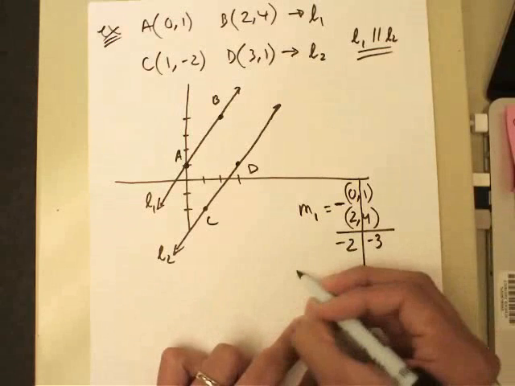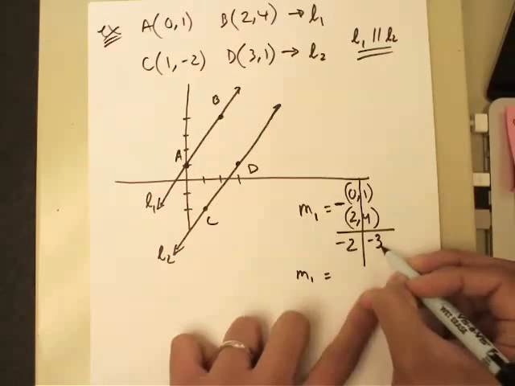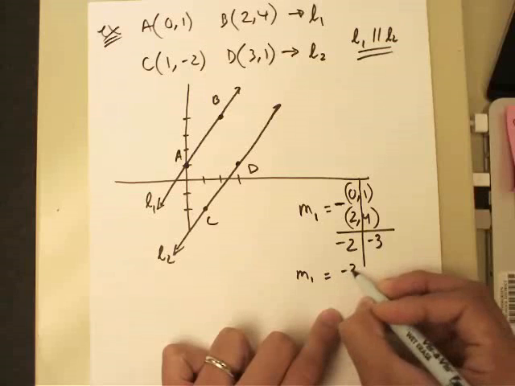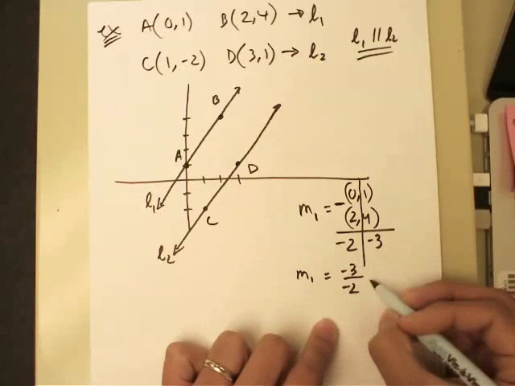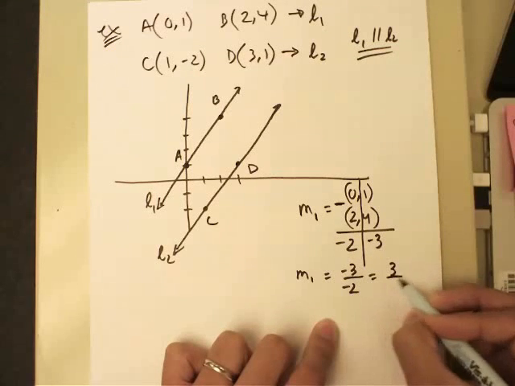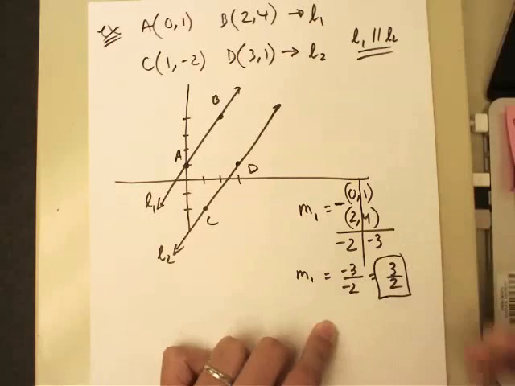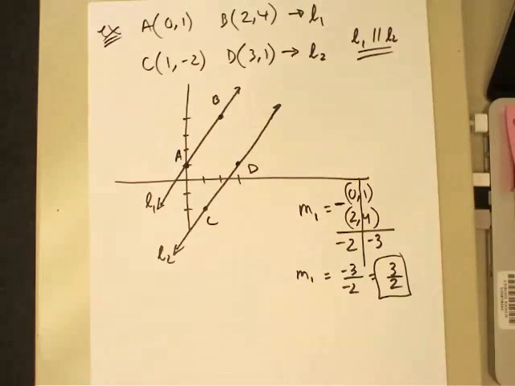And our slope tells us to do rise over run, so that means y over x. So it's going to become -3 over -2. They're both negative, so they become positive answers. So the slope for line 1 is 3/2, which is correct.